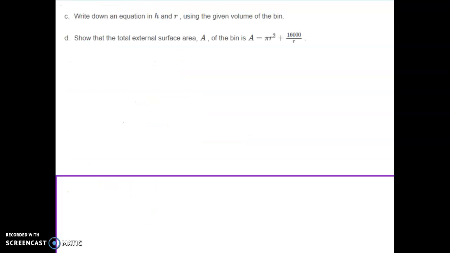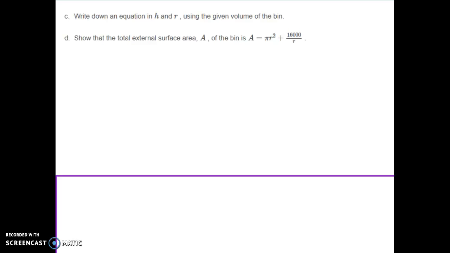Okay, let's move on. So the next part: write down an equation in h and r using the given volume of the bin. Those sections might be a little bit confusing, which is why I wanted to spend some time looking at an actual IB question. Write down an equation in h and r. Basically, that means write the formula for volume and use the variables h and r.